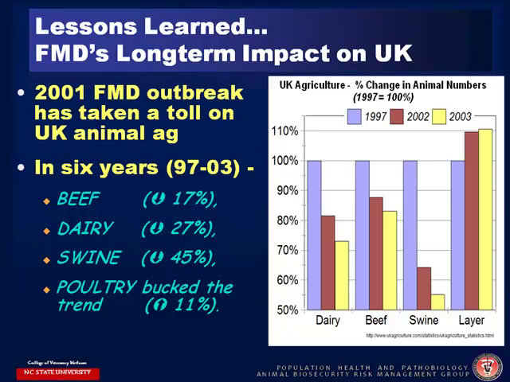In 6 years, the number of beef cattle in the United Kingdom had dropped by 17%. The number of dairy animals had dropped by 27%. The number of pigs had dropped by 45%. Think of that. Nearly half the pigs that were in the United Kingdom in 1997 were gone. Knowing how markets work against farms, that probably means well over half the pig farms were gone. Poultry, not affected by foot and mouth disease, seen as a substitutable product, actually went up in this time. So different sectors are going to respond differently depending on the disease agent.